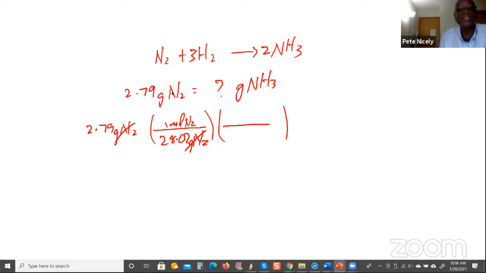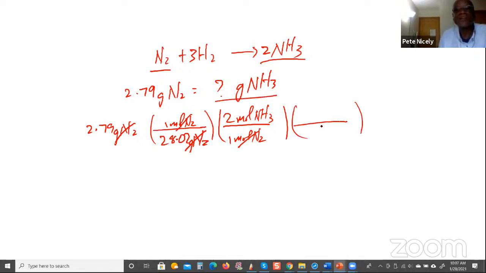In the next step, you look at the moles of nitrogen and compare it to the moles of ammonia. As you can see, there's a 2-to-1 mole ratio between the two. So you're going to have 2 moles of NH3 down here, 1 mole of N2 down here. Now we would have calculated the moles of ammonia up to this point. But we can't stop there because the question is asking for the mass of ammonia. So the next step is where we do that.